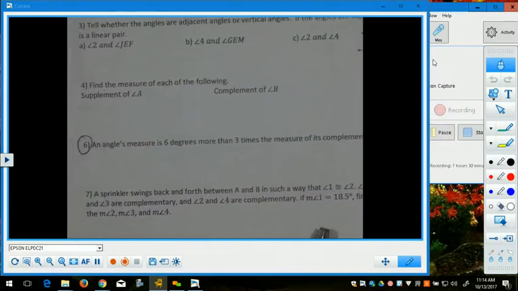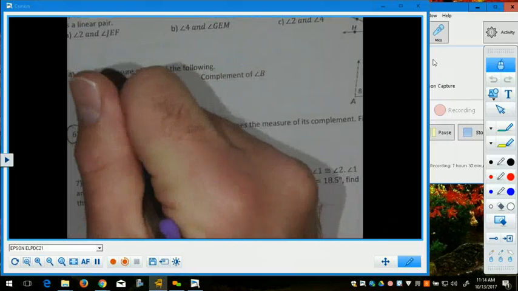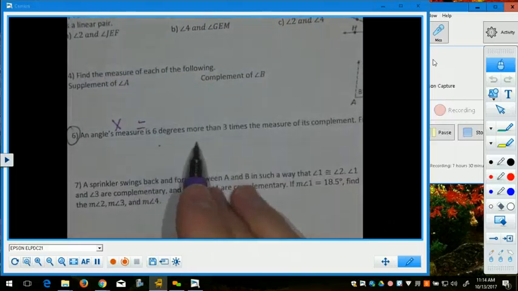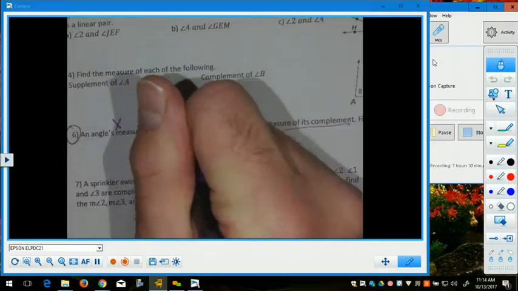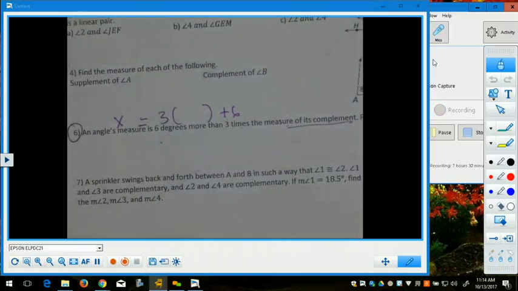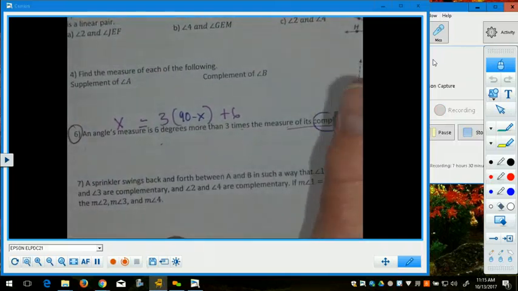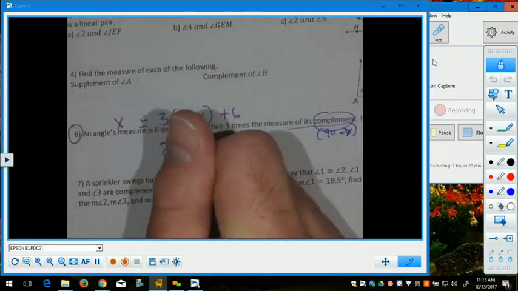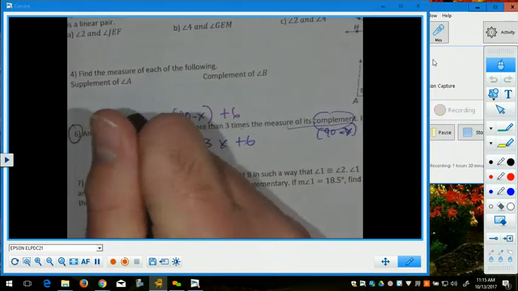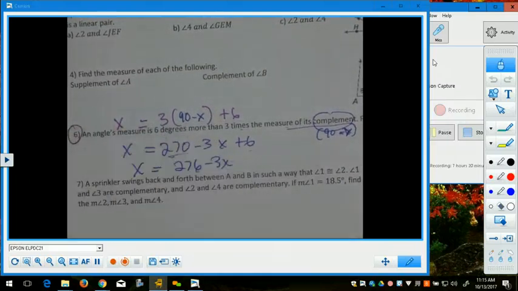Number 6. If you don't get number 6, you need to come see me to learn one of the alternate ways to do it. An angle's measure, I call it x, is 6 degrees more than, so plus 6, 3 times the measure of its complement. How do I represent its complement again? 90 minus x. So this is the equation I should have. If you're struggling to set these types of ones up, you need to see me to see an alternate method. So this is 270 minus 3x plus 6 on the right-hand side. When you combine like terms, you get 276 minus 3x equals x.